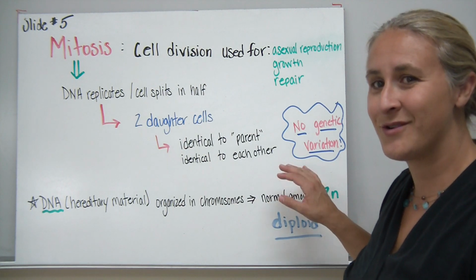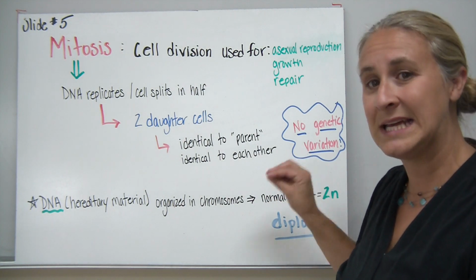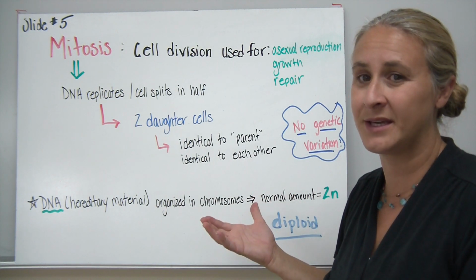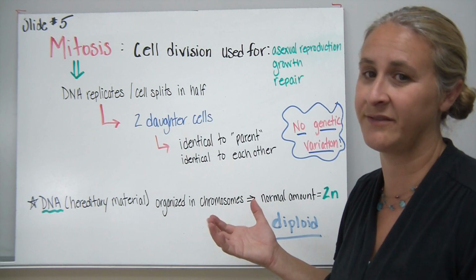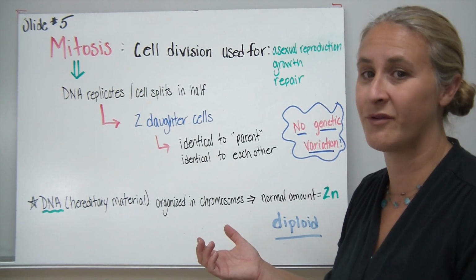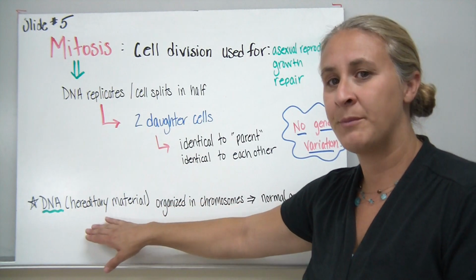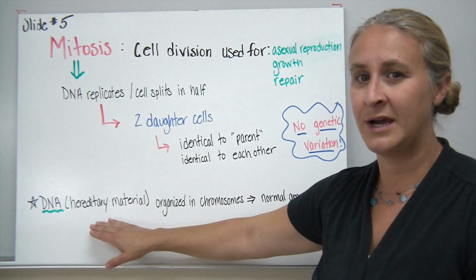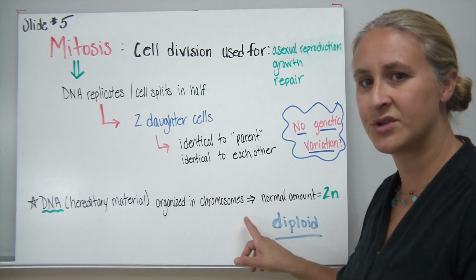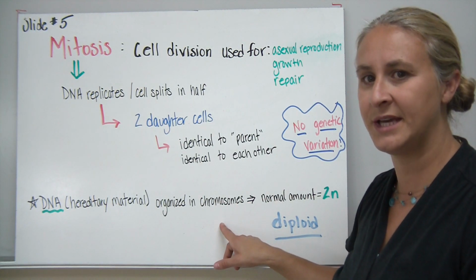With that said, there is no genetic variation. They're identical to each other. So we're going to talk about some of the problems that can come along with having no genetic variation, unlike with sexually reproducing organisms that have a lot of variety. DNA, remember, is our hereditary material, allowing us to pass on our traits to our offspring, and it's organized into structures called chromosomes, which contain our DNA.